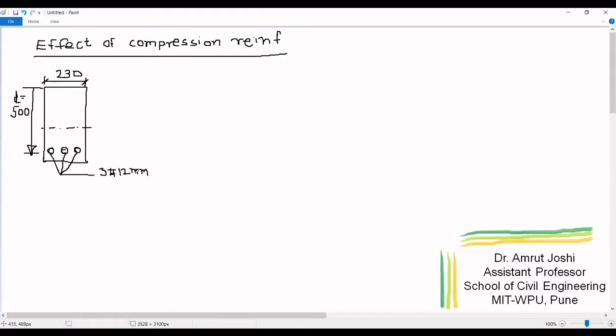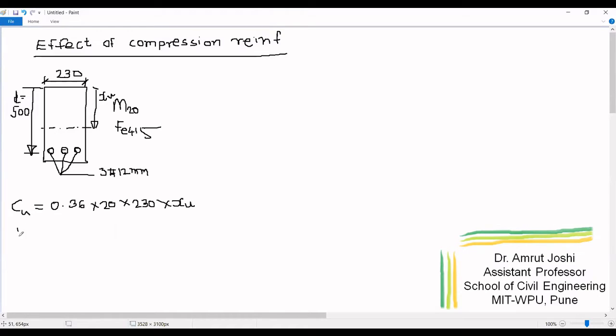We have already solved this problem and we know that with this tension reinforcement, the section is going to be under reinforced section. Cu will be equal to 0.36 FCK. Let us say the grade of concrete and steel that we are going to use is M20 and Fe415. So for this grade, 0.36 into FCK into B, that is 230, into XU. XU is the position of neutral axis from extreme compression fiber. This is XU.